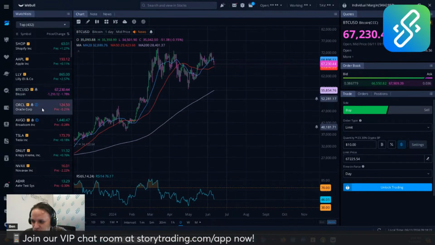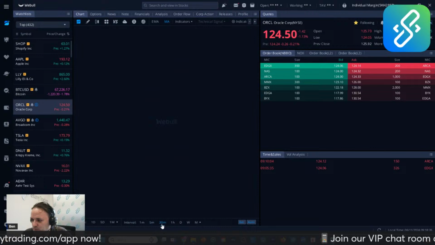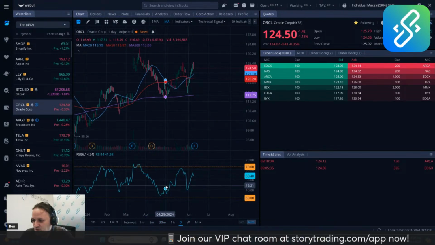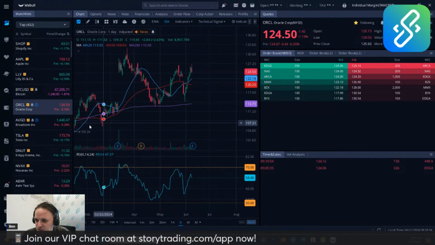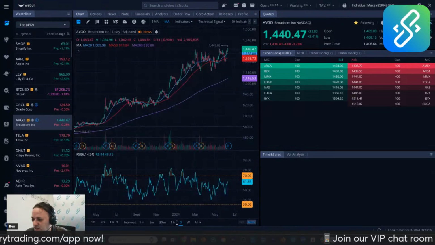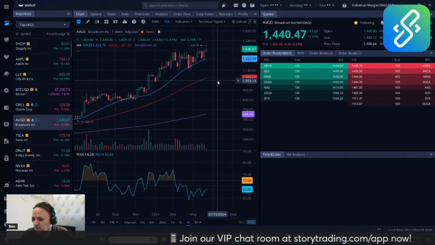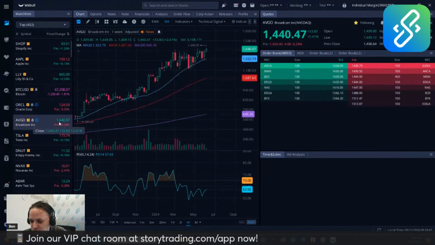So Oracle earnings tonight, Broadcom earnings tomorrow. I have some bets in both of these. I think Oracle and Broadcom both have some AI tailwinds, which will give them a chance of beating expectations. Also, Broadcom, there is some speculation of a stock split after NVIDIA did the stock split. So that's one of the reasons I'm in this stock playing the earnings. So small bets on Oracle and Broadcom.